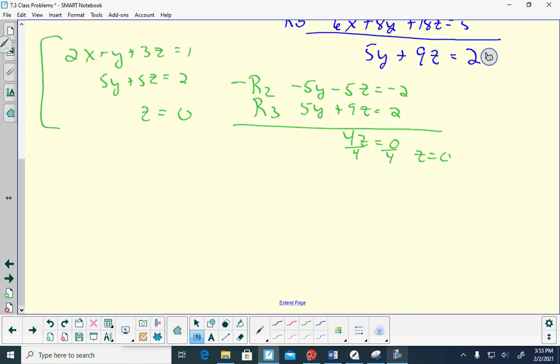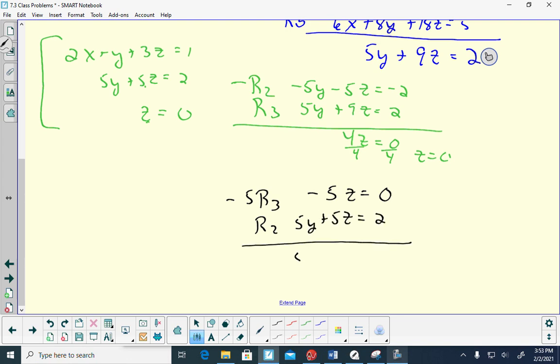Ooh, I'm going to get a fraction. All right, so now I'm going to do row 2 and row 3 to eliminate the z and to find my y. So I have to multiply this z by negative 5 to eliminate it. So I'm going to do negative 5 times row 3. So that'll be negative 5z is equal to 0, because 0 times anything is 0. And then row 2 is 5y plus 5z is equal to 2, just copying that down. I end up with 5y is equal to 2, which means y is equal to 2/5. Oh my gosh, it's a fraction, and it's okay.